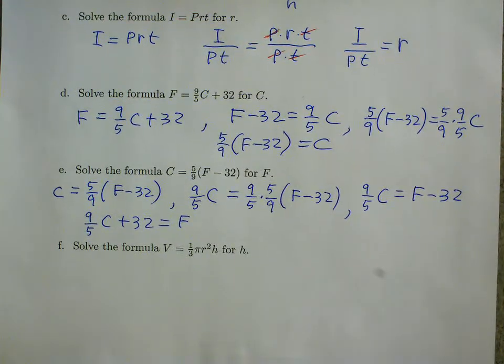Okay, this formula: capital V equals 1/3 times pi times r to the second times h. Solve for h. The Greek letter pi represents the number that's approximately 3.14159.